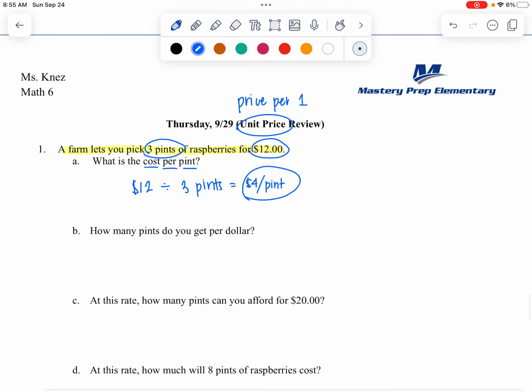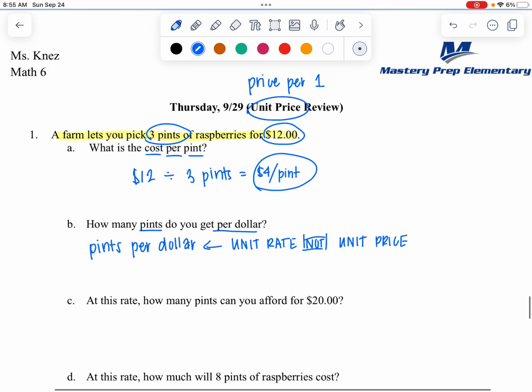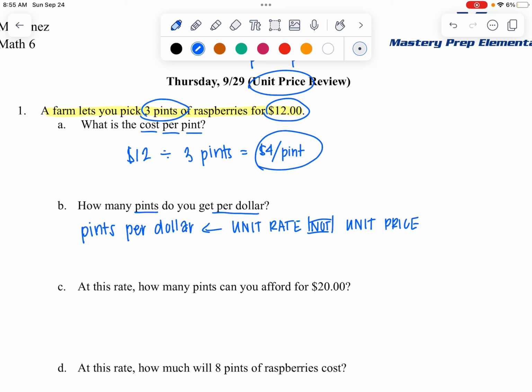In question B, they're actually asking us to flip it though, because they want us to tell them how many pints we get per dollar. So instead of the cost per pint, this time they are asking us for pints per dollar. And this here, what they're asking for, it's a unit rate because it's a per one, but it is not a unit price. And the reason why it's not a unit price is because it does not tell us the cost of one. It just tells us the pints per dollar, but we can still find it with the same steps.